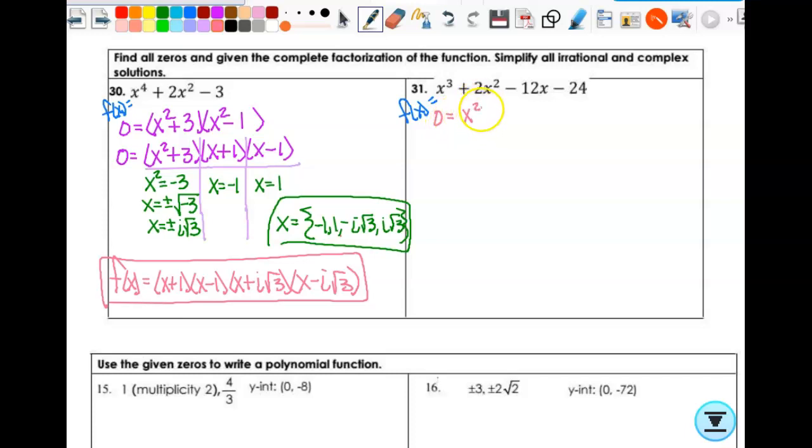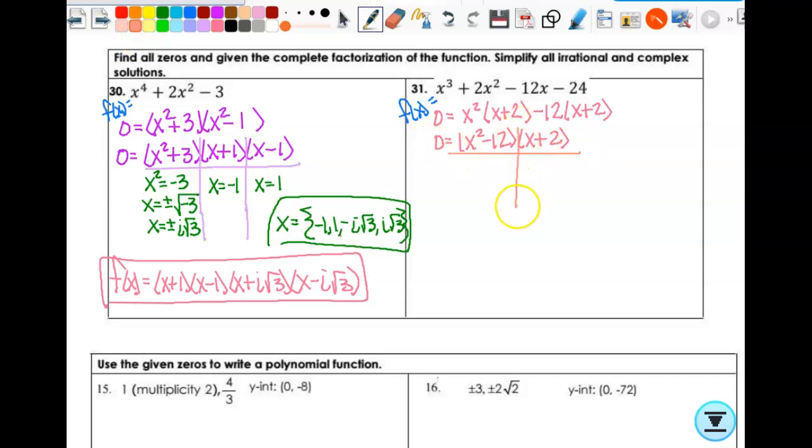Okay, so on this one, I'm going to factor by grouping. So it'll give me x squared times x plus 2. I'm going to factor out a negative 12. I get x plus 2. So 0 equals x squared minus 12 times x plus 2. Okay, so that's as much as I can factor with my good old factoring.